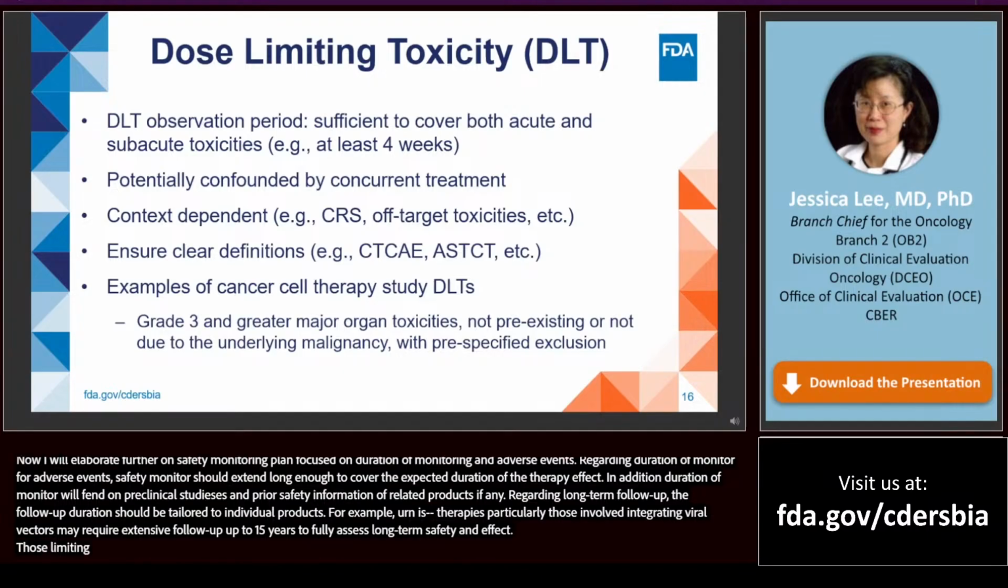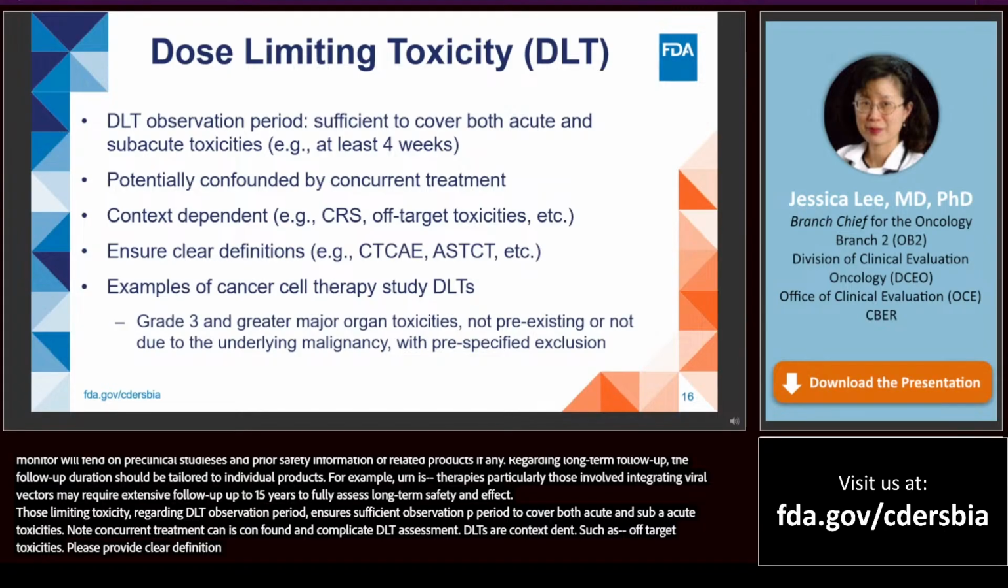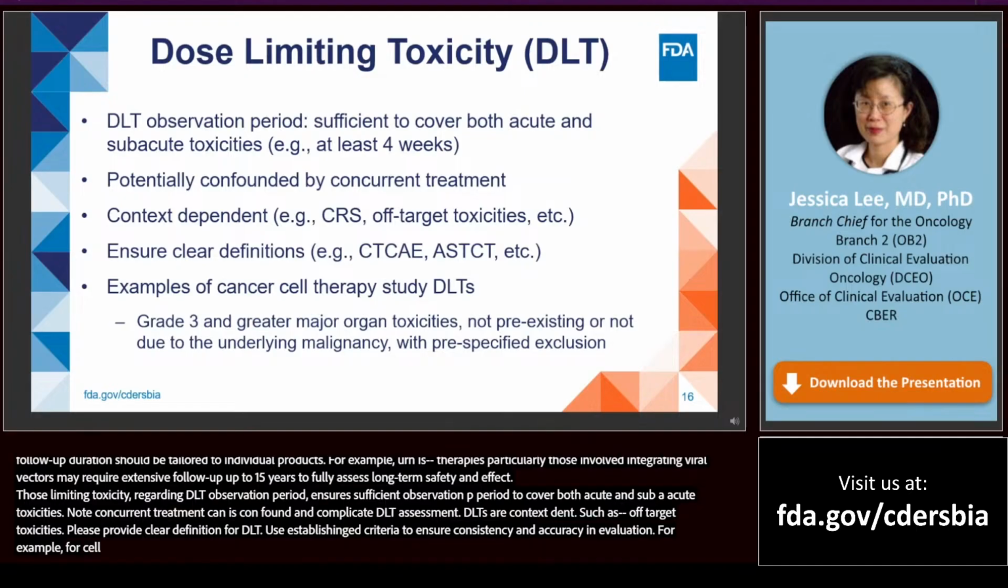Dose-limiting toxicity. Regarding DLT observation period, ensure sufficient observation period to cover both acute and subacute toxicities. Please note concurrent treatment can confound and complicate DLT assessment. In general, DLTs are context-dependent and may vary by therapy, such as cytokine release syndrome and off-target toxicities. Please provide clear definition for DLT. Use established criteria like CTCAE or ASTCT to define DLTs to ensure consistency and accuracy in evaluation. For example, for cell and gene therapy study in oncology, DLT often include grade 3 or higher major organ toxicity, provided that these are not pre-existing or not related to the underlying malignancy.